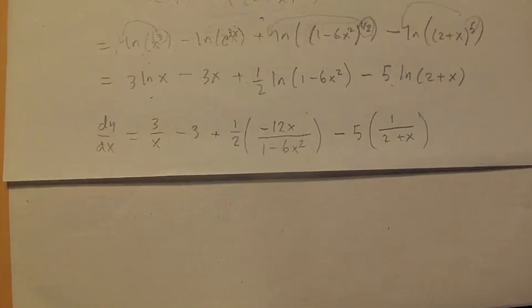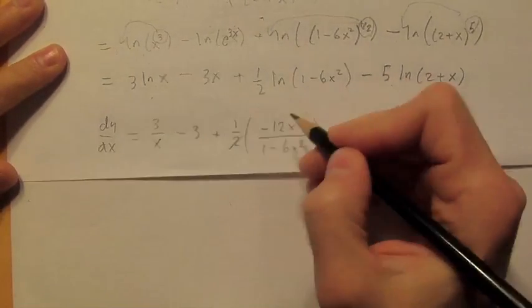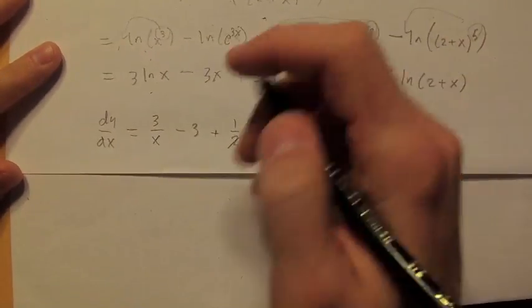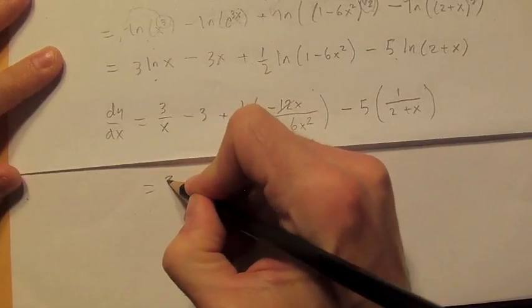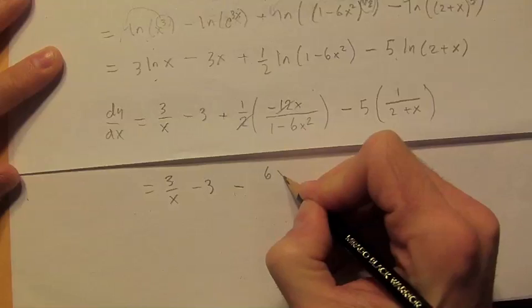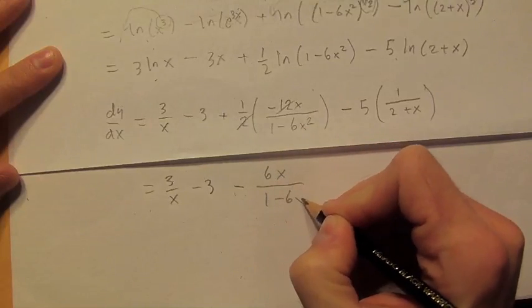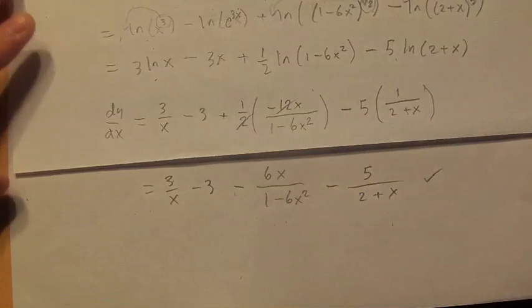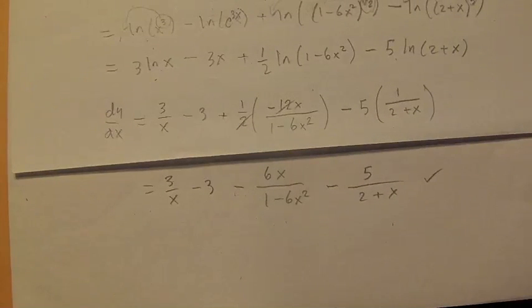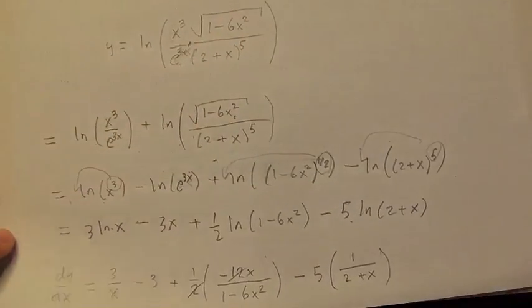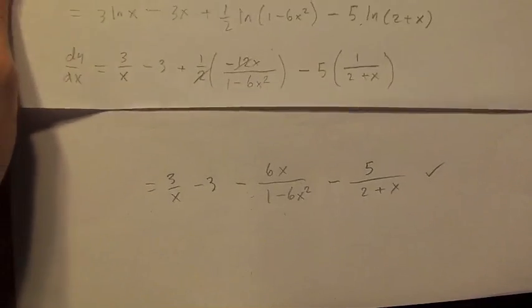We could simplify this a little bit. This 2 will cancel with the 12 and leave a 6. So I could maybe say that this is 3 over x minus 3 minus 6x over 1 minus 6x squared minus 5 over 2 plus x. And there we go. Okay, much simpler than trying to do 1 over this mess times the derivative of it.